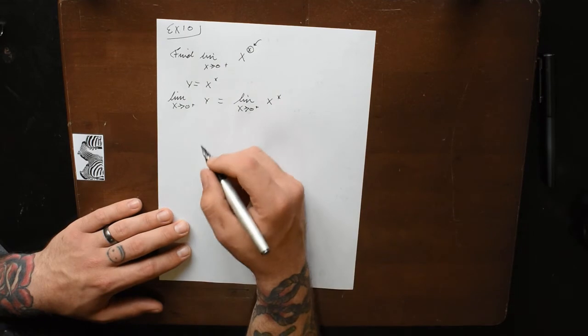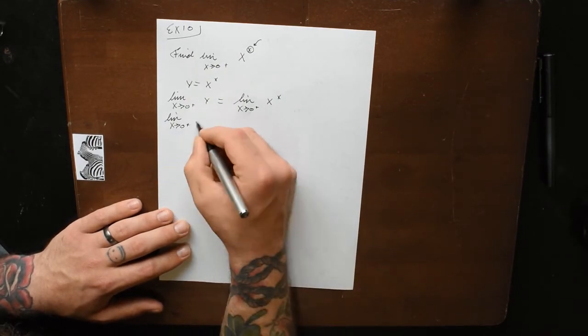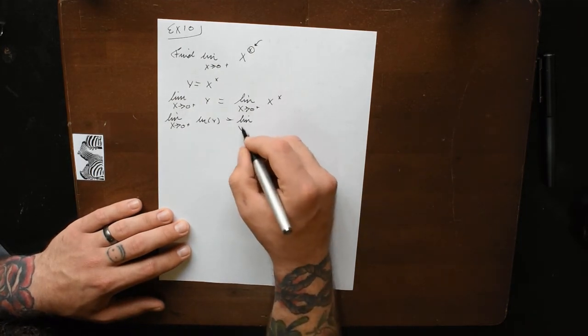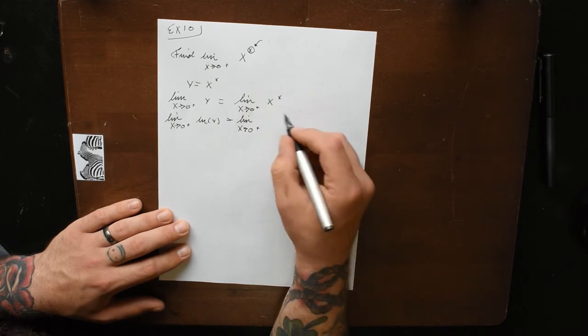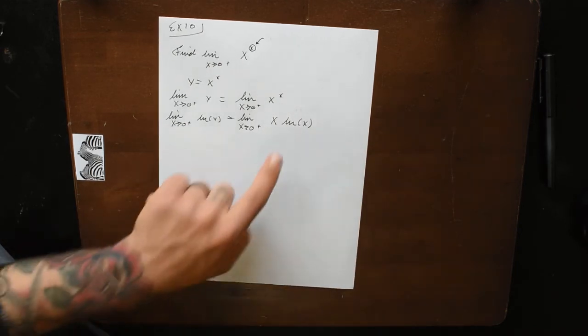We can take the natural log of both sides. That means the limit as x goes off to 0 from the right of the natural log of y is equal to the limit as x goes off to 0 from the right of x times the natural log of x, which we've seen before.